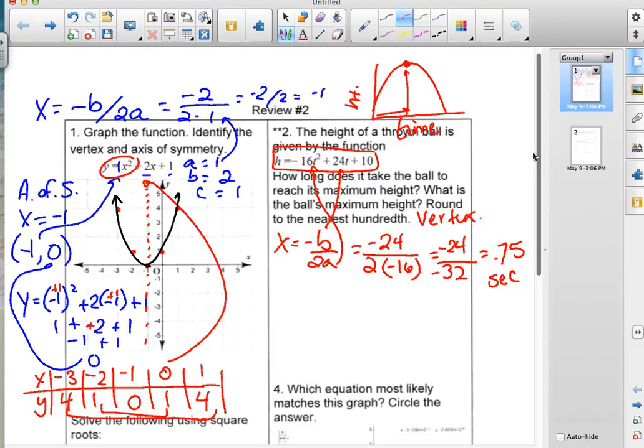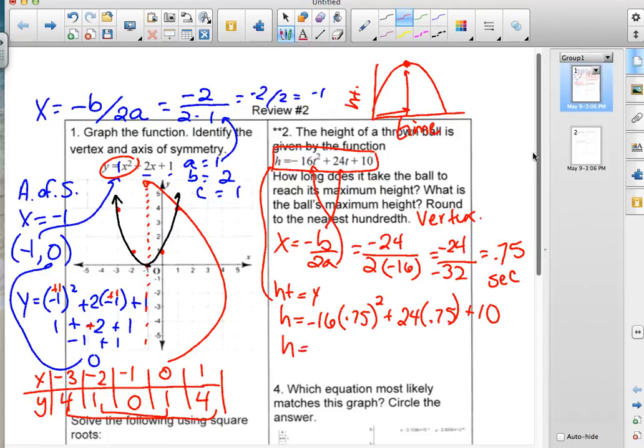To find the highest point, that's our y-coordinate. So we just need to figure out our y value when x is 0.75. So h equals negative 16 times 0.75 squared plus 24 times 0.75 plus 10. So we're just substituting that 0.75 back in for time. Again, grabbing your calculator, we end up with a height of 19 feet.